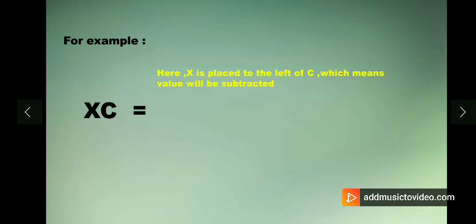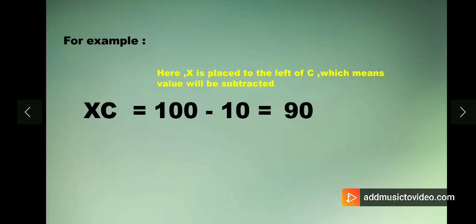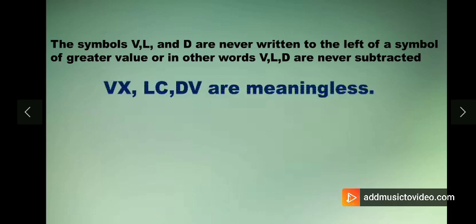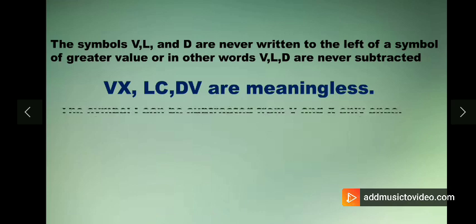XC. Here, X is placed to the left of C, which again means the value will be subtracted. Thus, 10 is subtracted from 100, which will give us 90. So, XC is 90. The symbols V, L and D are never written to the left of a symbol of greater value, or in other words, V, L and D are never subtracted. So, VX, LC, DM are meaningless statements.